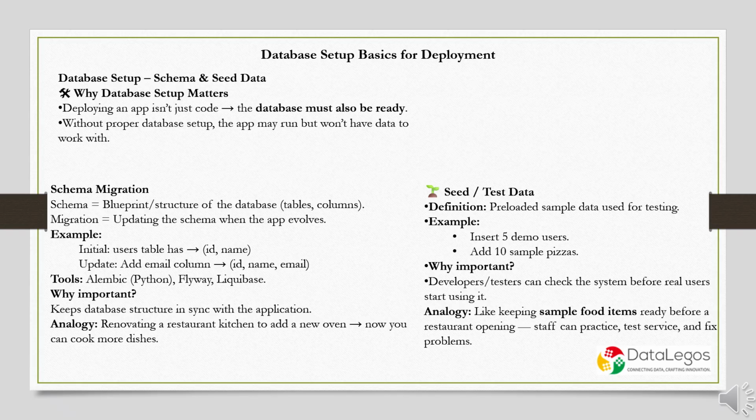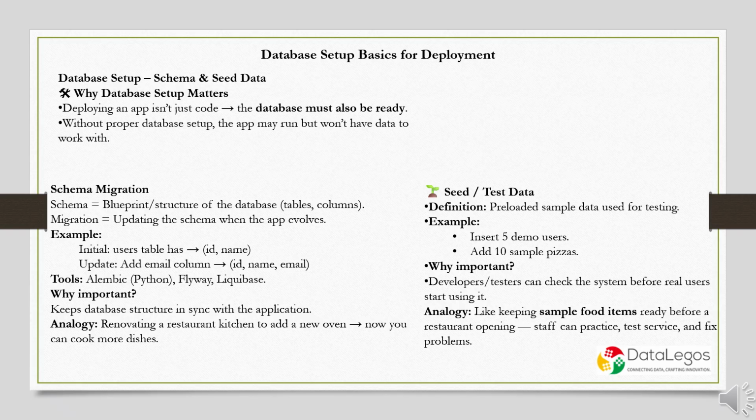Example: initially, the users table has ID, name. Later, the app needs email, so we add ID, name, email. Tools: Alembic for Python, Flyway, Liquibase. Why it's important: it keeps your database structure in sync with your application. Analogy: it's like renovating a restaurant kitchen to add a new oven, now you can cook more dishes.